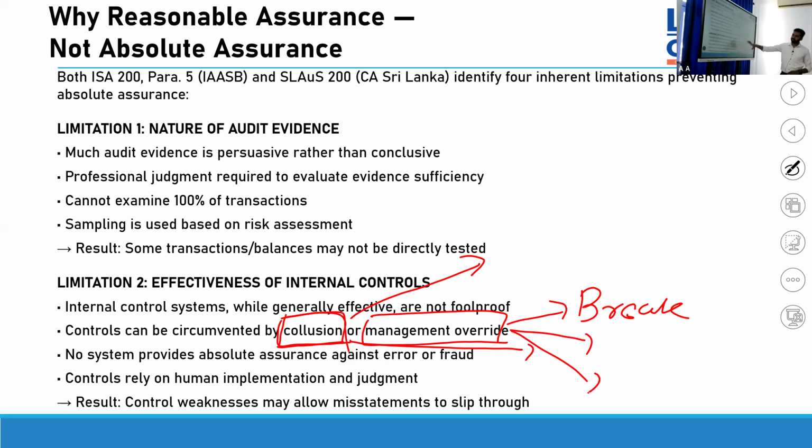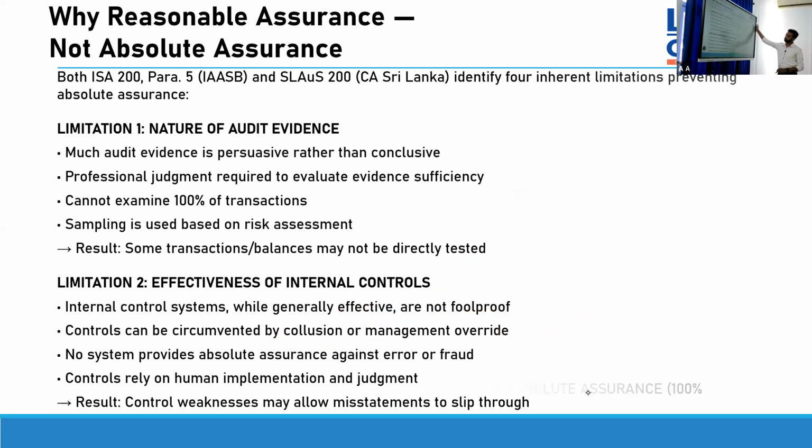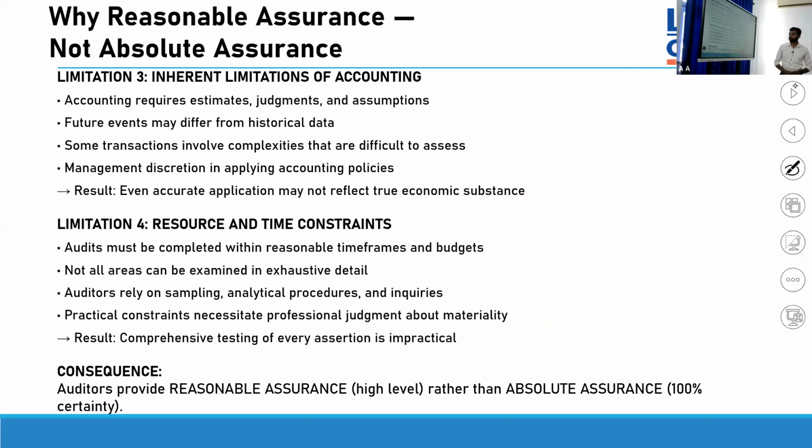So based on these things, we can't provide the absolute assurance, right? It will lead to misstatements. The third one, inherent limitations of accounting. When we are preparing the financial statements, normally as an accountant, it requires us to use our estimates, judgments, and assumptions, right?